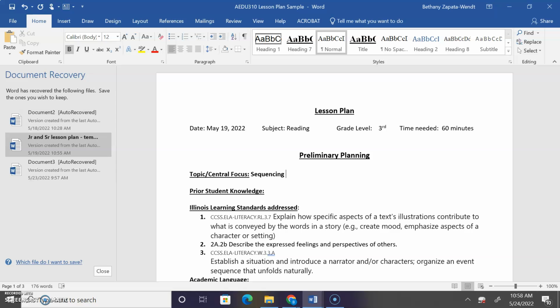Okay, so I would look at the verbs, so explain, describe, establish, and I would look for things that can, or a topic, because you want your topic to be as broad as possible.